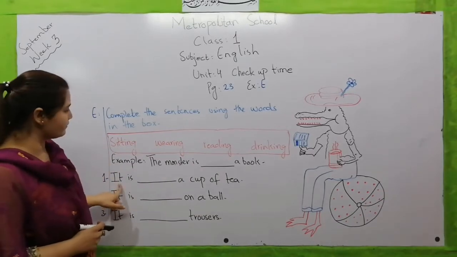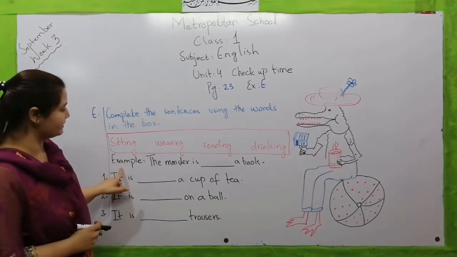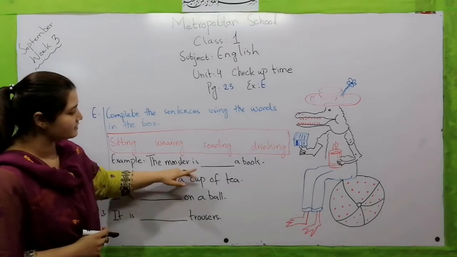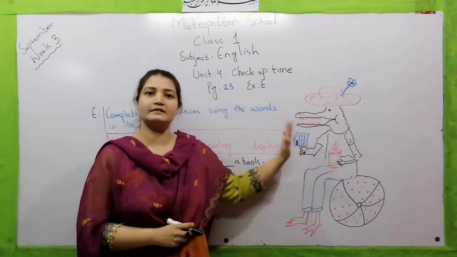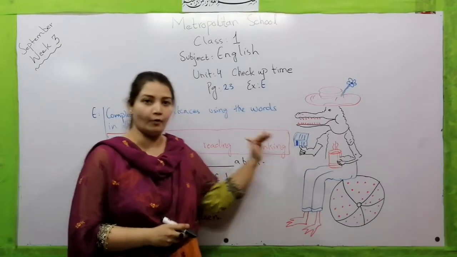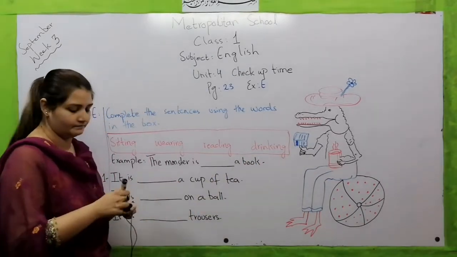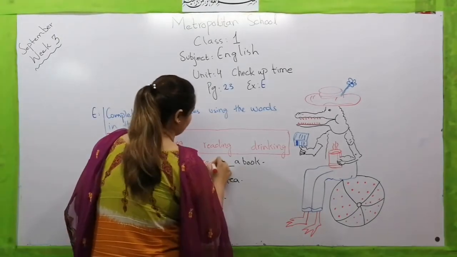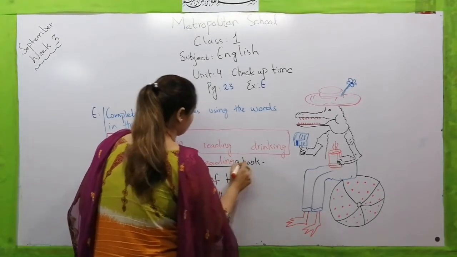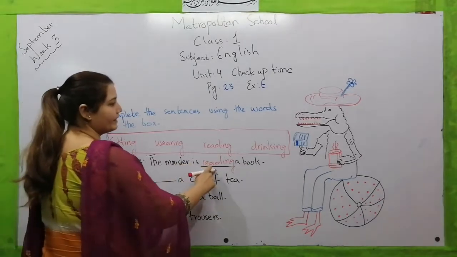The first sentence given here is, first we will complete the example. The monster is, then a blank, a book. What is this monster doing? This monster is reading a book. So we will write here, reading, like this. The monster is reading a book.